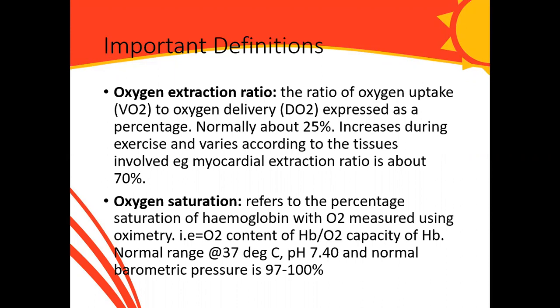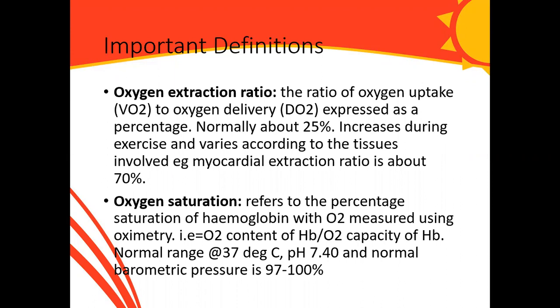Another important term to define is what we normally refer to as the oxygen saturation, which is the saturation of hemoglobin with oxygen that is measured using pulse oximetry. It is equal to the oxygen content of hemoglobin divided by the oxygen capacity of hemoglobin. What does it mean? How much oxygen is bound to hemoglobin over the capacity of hemoglobin to bind oxygen.